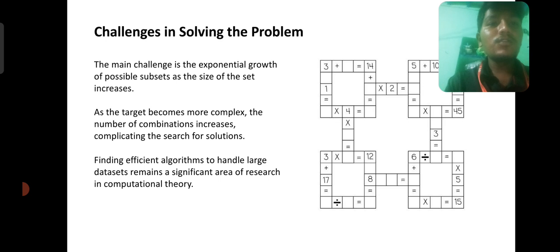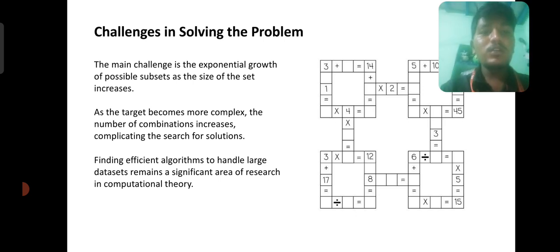Challenges in solving the problem. The main challenge is the exponential growth of possible subsets as the size of the set increases. As the target becomes more complex, the number of combinations increases, complicating the search for a solution. Finding efficient algorithms to handle large data sets remains an active area of research in computational theory.